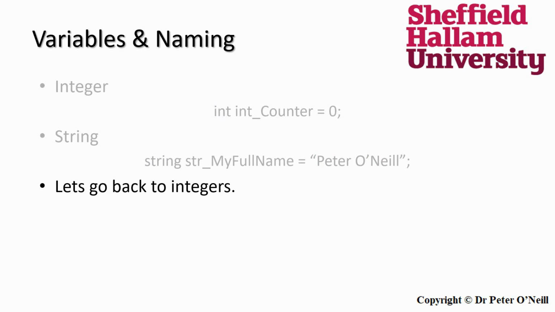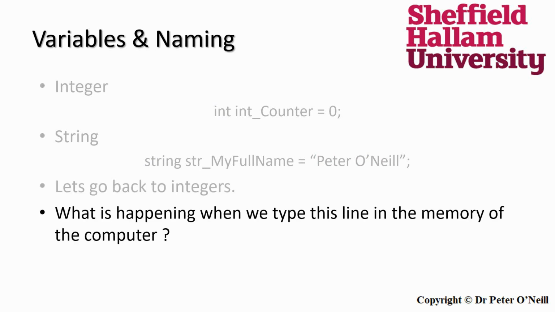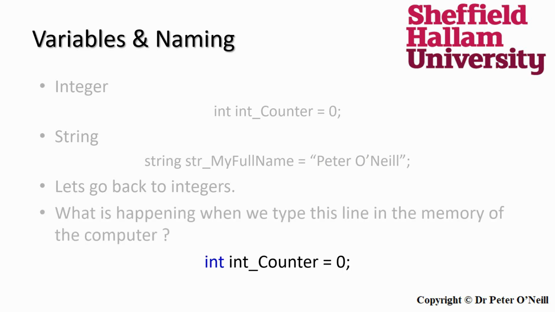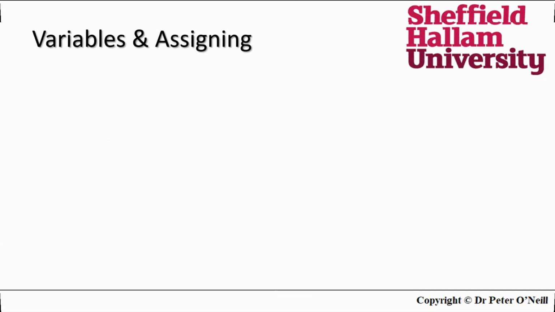Let's go back to integers. What happens when we type a line into the memory of the computer? Well, in order to show you this, let's say int count. What we need to do is have some sort of conceptual image. So when you actually assign a value, this is essentially what is happening, or shall we say conceptually, this is what is happening.